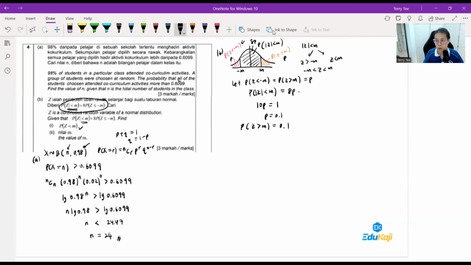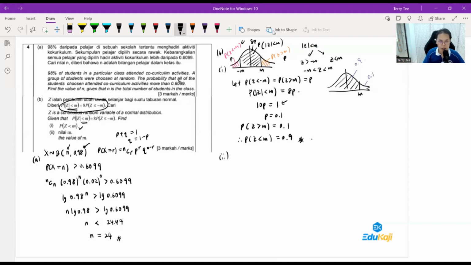But look at what we're finding. We're finding the probability of Z less than M, meaning we are only finding this part. Since the upper tail here is 0.1, the lower tail here should be 0.9. So therefore, the probability of Z less than M is 0.9. This is only the first part. I highly encourage you to draw it out, because when you draw it out, you understand better. Let this be M, let this be P, this is also P, so we add up. The total value is 10P, and 10P equals the total probability, which is 1. Then you can solve for P.